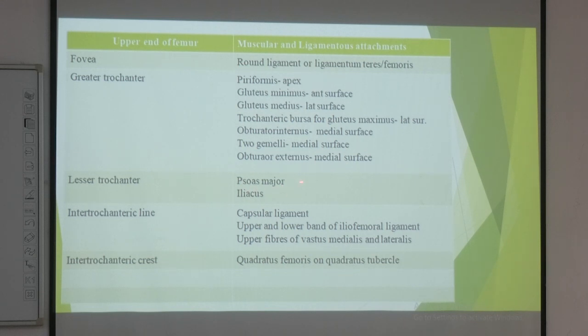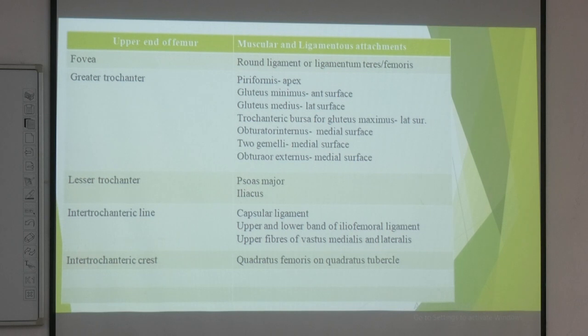So the psoas major and the iliacus are attached to this small bony bump on the femur, the lesser trochanter. So iliopsoas, in short, is attached to the lesser trochanter, and that you have to know. This is about the muscles present on the greater and lesser trochanter. This is the thing you have to know.